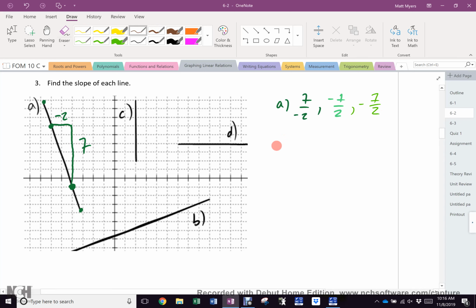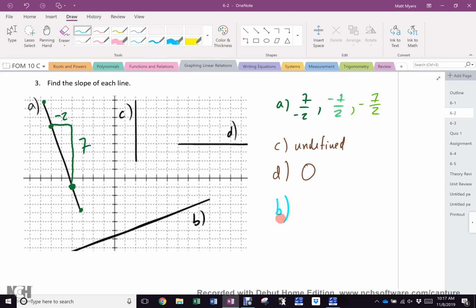C is super easy. What's C? Right away, without even thinking about it. Infinite or undefined. What's D? 0. You don't even have to think about it. You guys do B because B is just like A. You've got to find your points. Somebody, first of all, is it positive or negative slope? Positive. Because it goes up, which is positive, and right, which is positive. So go. Somebody tell me what the slope of B is.